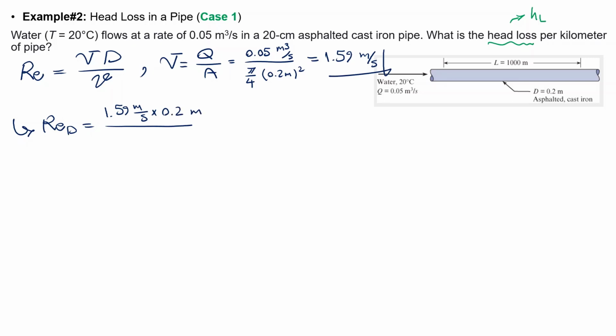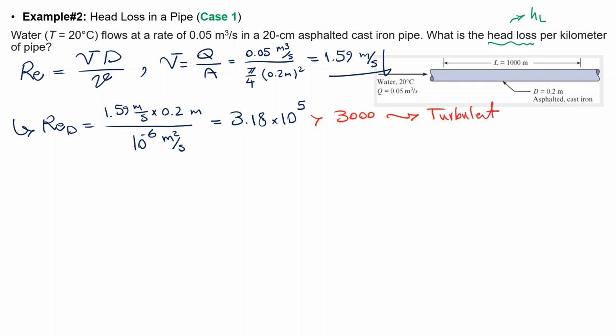You just need to go to the table, I think it's A4 if I'm not mistaken, and find kinematic viscosity. I have it right in front of me. It's 10 to the power negative 6 meters squared per second. So Reynolds number is equal to 3.18 times 10 to the power 5. And obviously, because this number is larger than 3,000, our flow is turbulent.